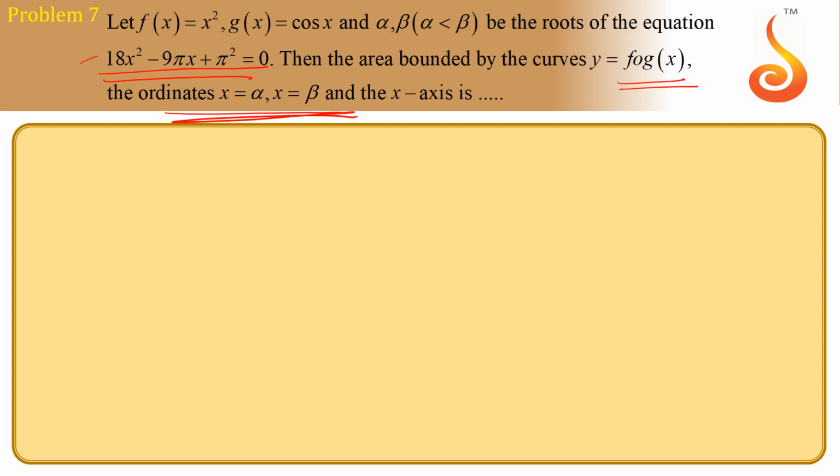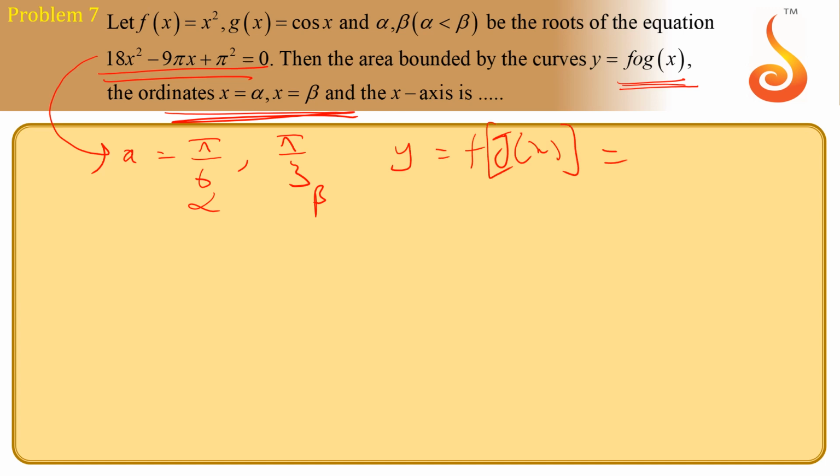I think this factorization is very simple. 6 times 3 is 18, 6 plus 3 is 9. So I think x equals pi by 6 and pi by 3. So let us take the smaller one as alpha, and beta. Then what is f circle g of x? F of g of x. Very simple question this is. So f of g of x is f of cos x, which is cos square x.